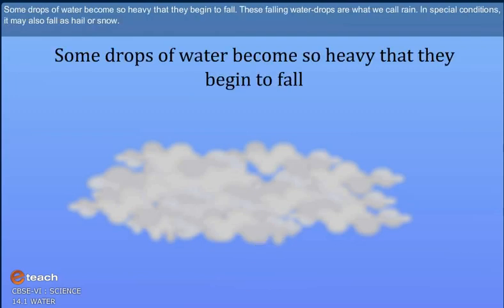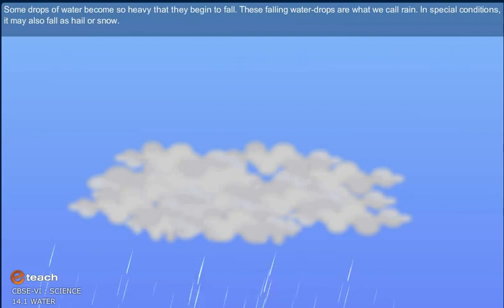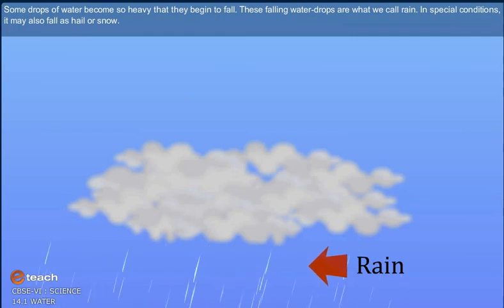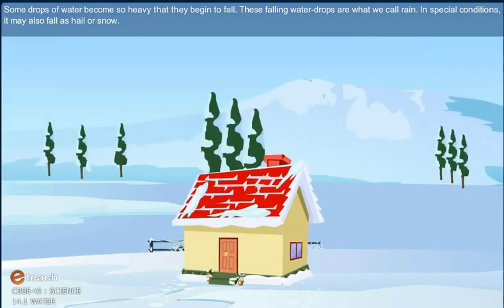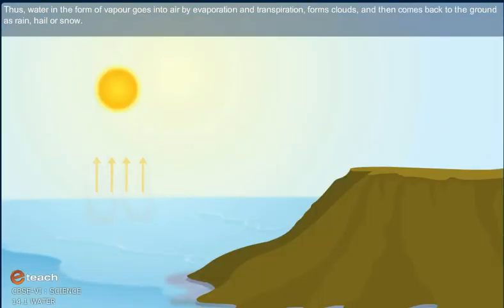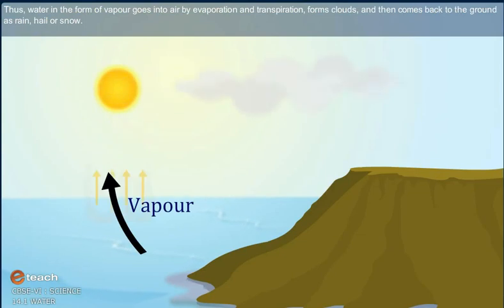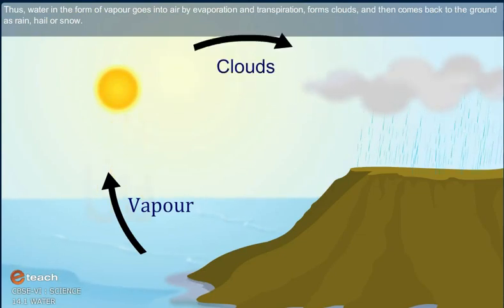Some drops of water become so heavy that they begin to fall. These falling water drops are what we call rain. In special conditions, it may also fall as hail or snow. Thus, water in the form of vapor goes into air by evaporation and transpiration, forms clouds, and then comes back to the ground as rain, hail, or snow.